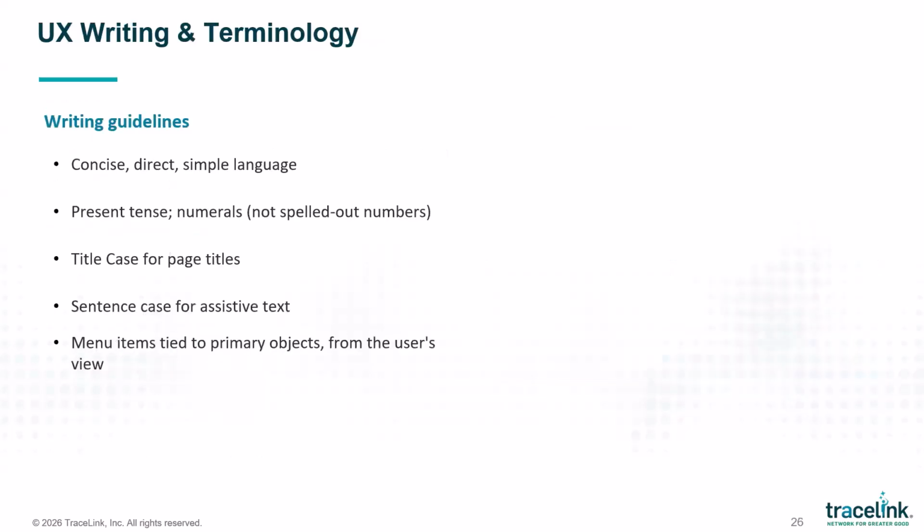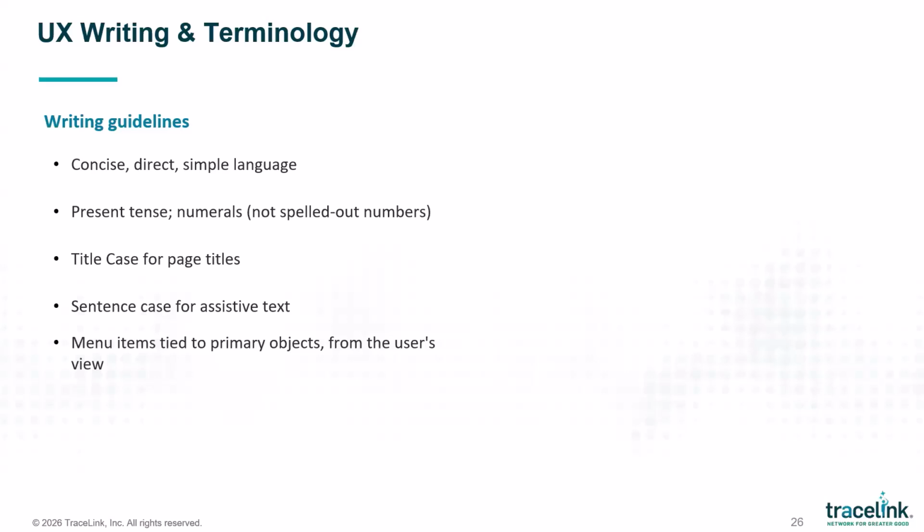Now let's talk about UX writing and terminology because words are part of the workflow. This ties directly back to use case 1. Terminology is a form of configuration, so it should follow the Opus writing standards. The guidelines on the left are simple. Be concise, direct, and clear. Use present tense. Use numerals instead of spelling out numbers. Use title case for page titles and sentence case for assistive text.